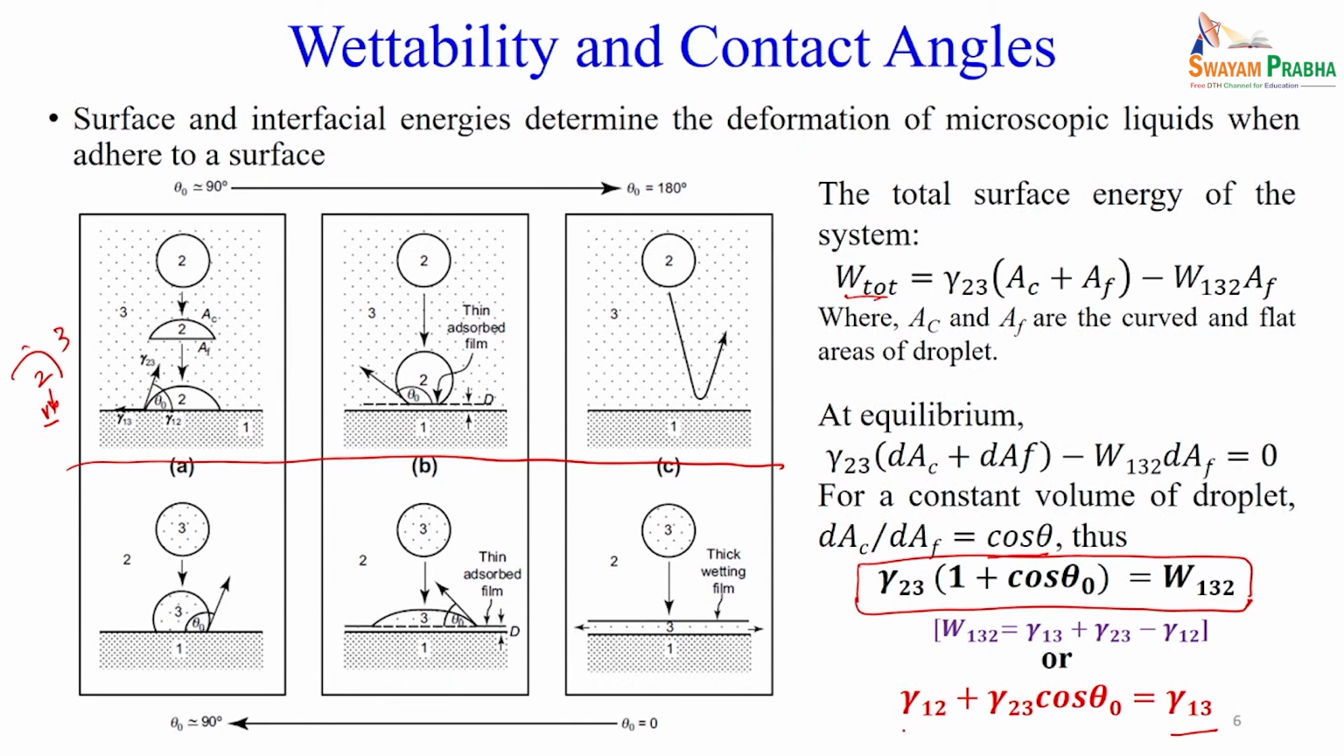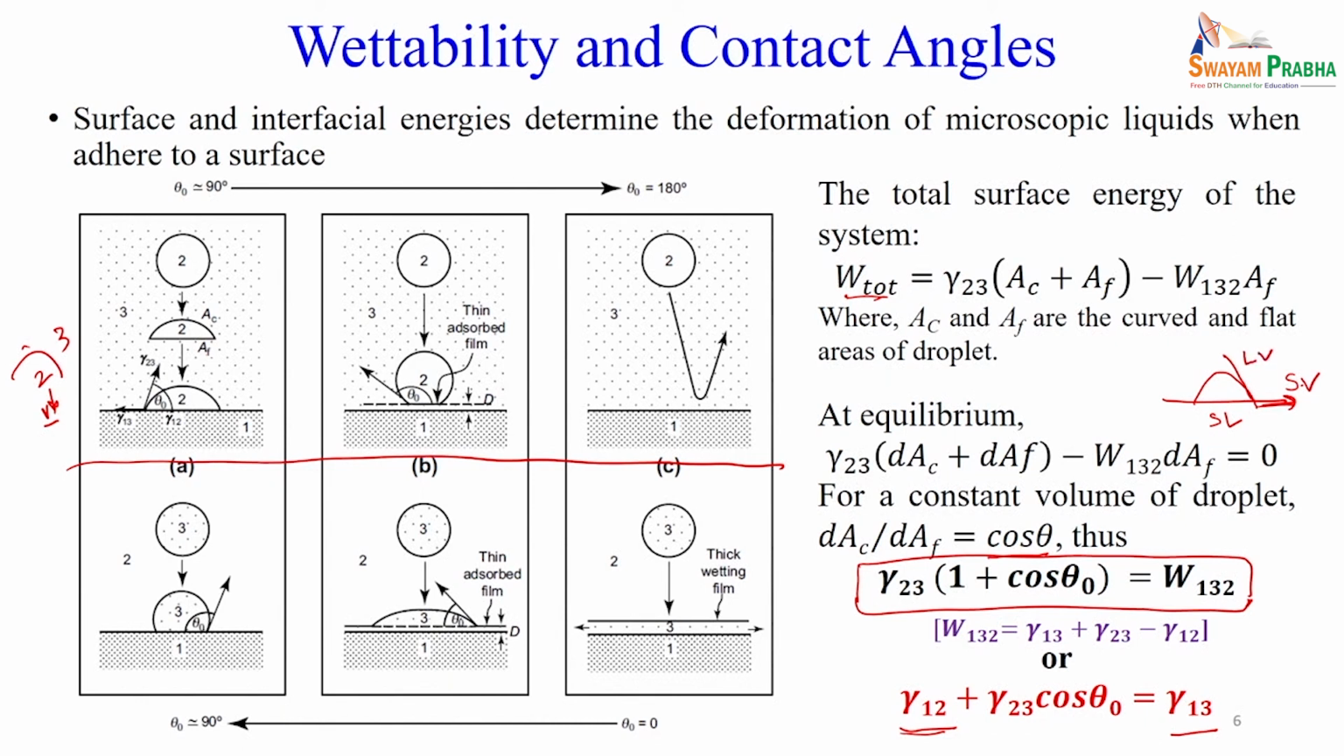So, what it says is the surface energy or interfacial tension between 1 and 2 plus 2 and 3 times cos theta is equal to that between 1 and 3. This is exactly the same as Young's equation. So, in Young's equation, what did we see? This was a drop, this was the solid vapor, this was the solid liquid and this was the liquid vapor.